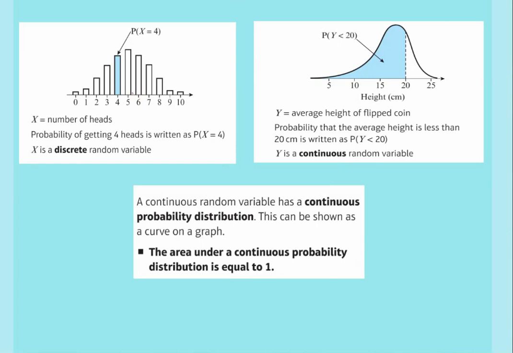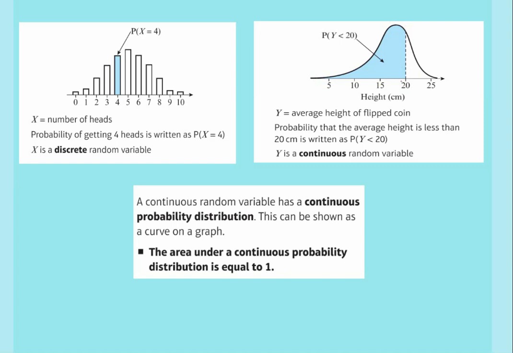And on the right here, we've got the average height of a flipped coin, and that is continuous. And this curve shape, we've spoken about before when we were talking about skewness, and this one is negatively skewed. It's stretched towards this end here, and that's what a continuous variable is, because between 15 and 20, there's an infinite amount of results that it could be.